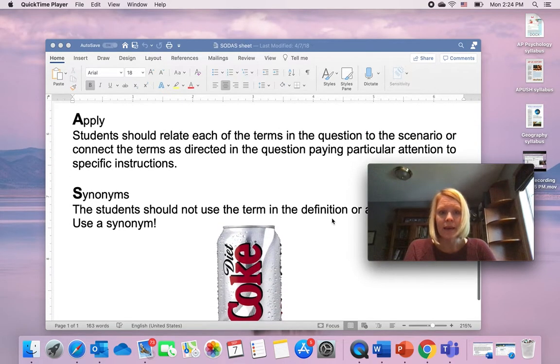And then applying. You should be able to relate the term to the scenario or connect the terms to the question, paying particular attention to the instructions. Some instructions will have you set up a research model, and then you have to apply it that way. Some will just give you a scenario, and we'll see an example here, and you just apply it to that scenario. And so if there's a person or an event or whatever it happens to be, you will talk about and basically generalize what that would look like. And this will make a lot more sense when we take a look at a sample FRQ.